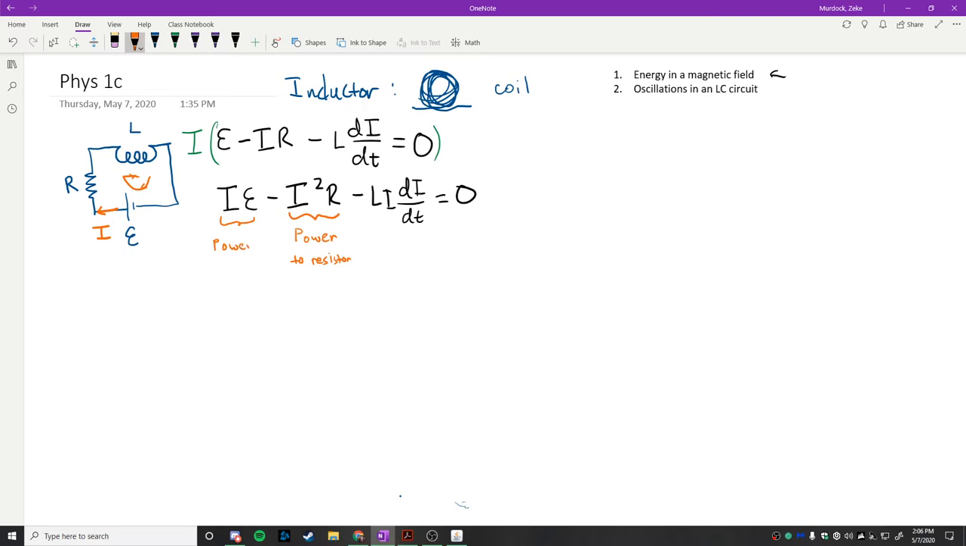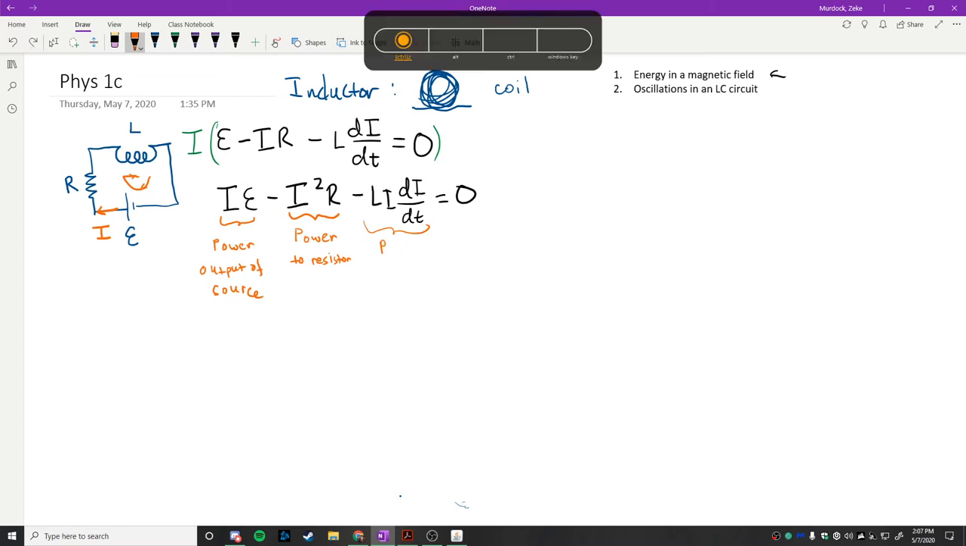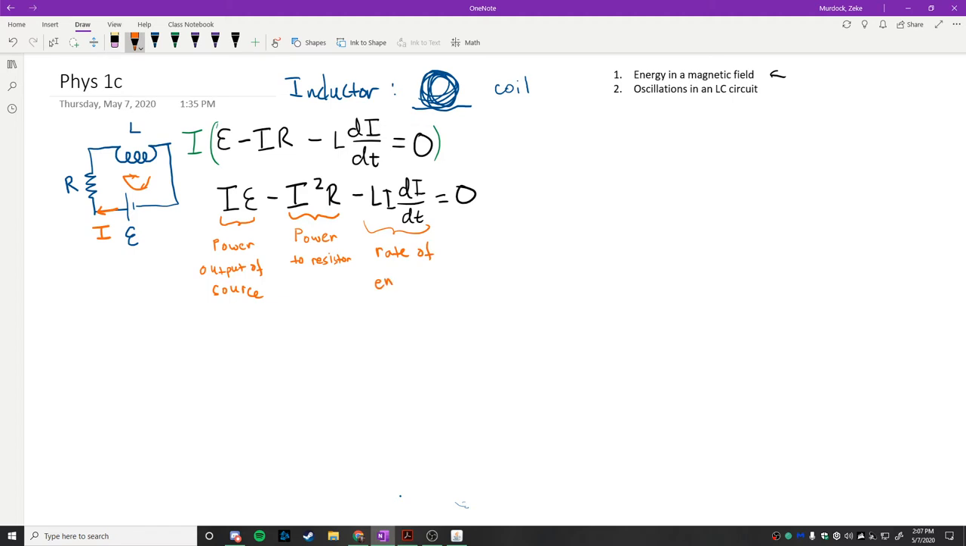Yeah, this is basically the power output of the source, you might call it, or the EMF source, right? So if that's the power output of the source, and that power goes into the resistor, and then maybe it also goes into the inductor too, right? This would be basically the power, or, I'm going to say it in a different way, because power is basically a rate of energy. So I'm going to say this is the rate of energy storage in the magnetic field of the inductor. So I'll just say B fields of our inductor.